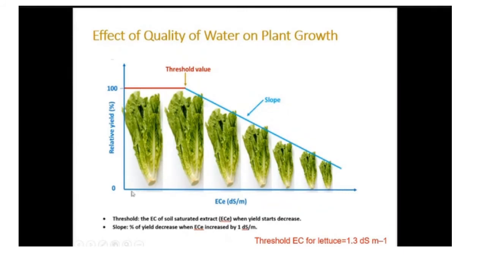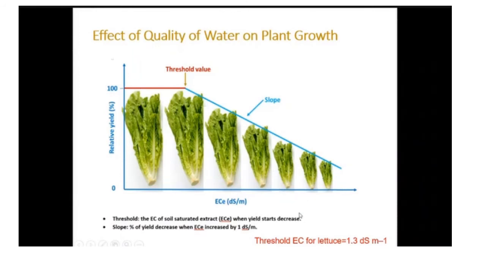And you can see that with the increase of salinity beyond the threshold value, below which the lettuce grows healthily, the yield decreases, and the lettuce becomes smaller and would not be that good. I mean, because you need to have a good plant growth.